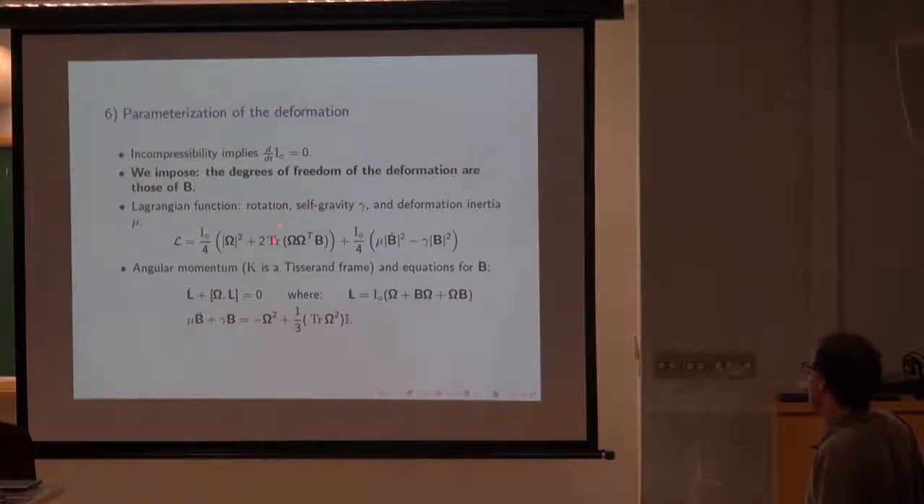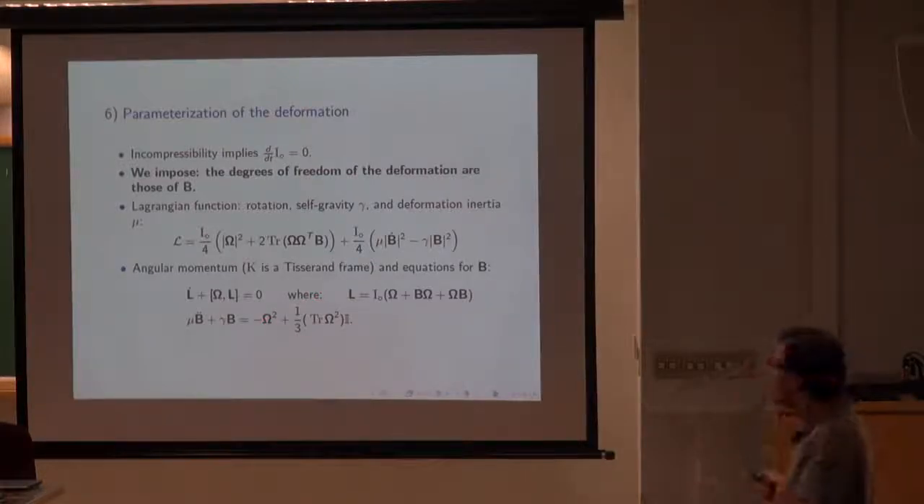The equations of motion for a single deformable body under this model are essentially this. You have, again, conservation of angular momentum. Angular momentum is given by this. And this is the equation for the deformable body. If you can see, this is a harmonic oscillator equation for the deformable body.